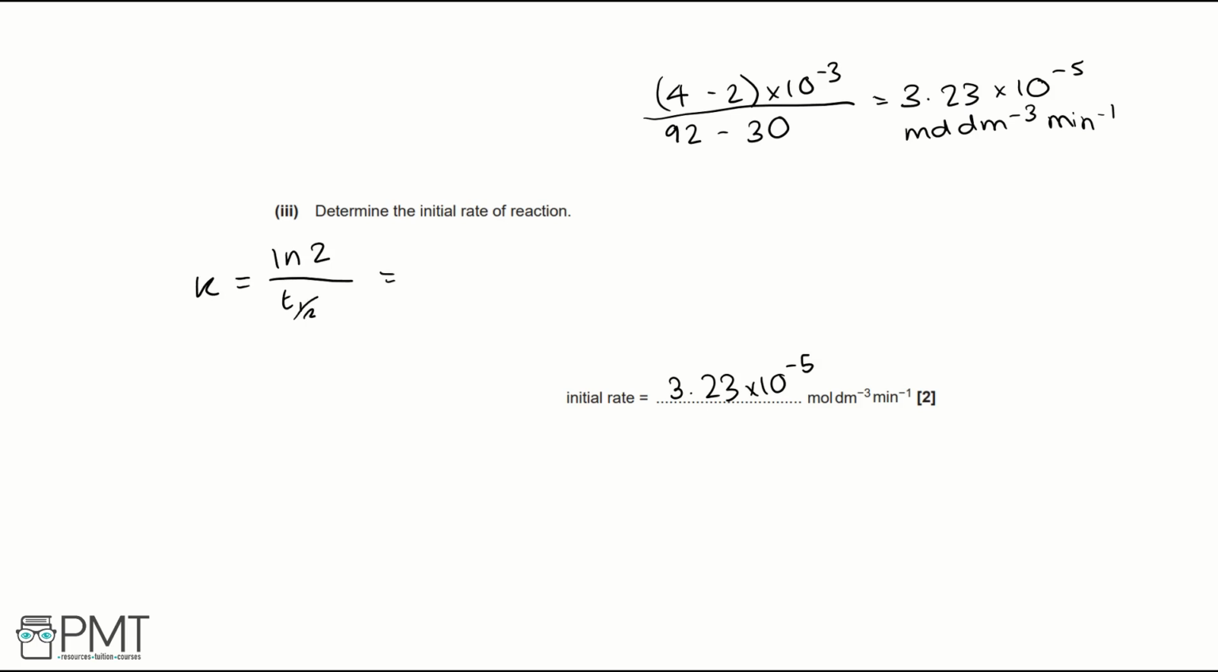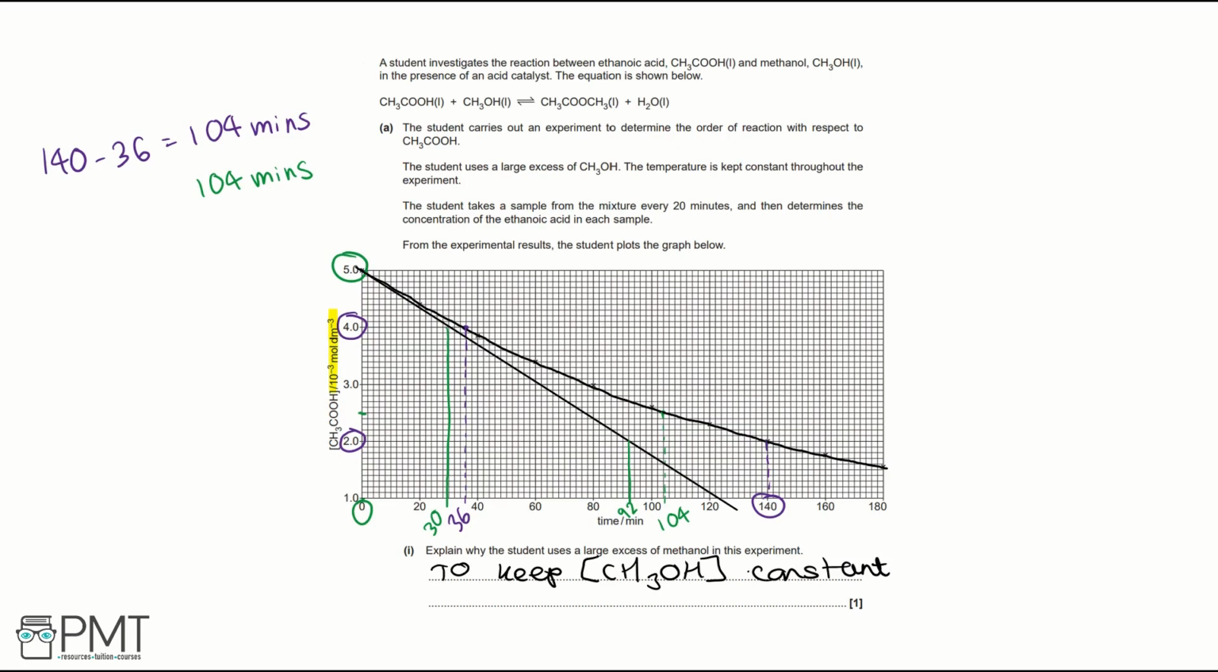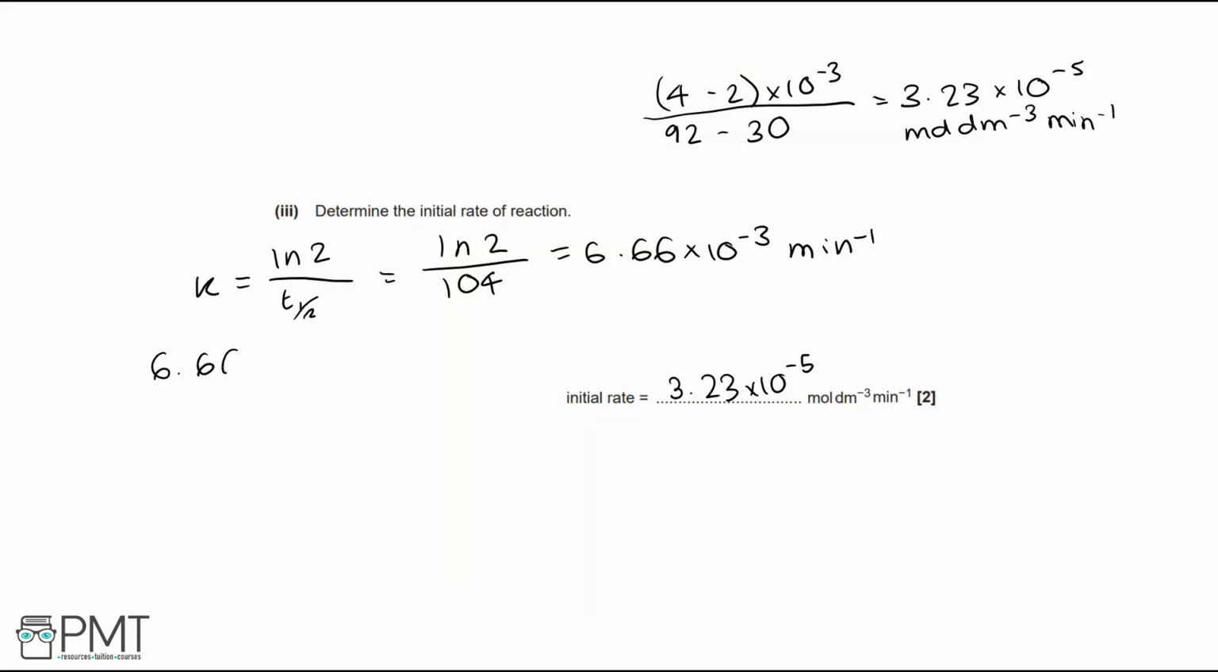So the half-life is 104 minutes, which we've worked out. So that's ln2 divided by 104, which equals 6.66 times 10 to the negative 3 minutes to the minus 1. Then we multiply by the initial concentration. So looking at the graph, that's going to be 5 times 10 to the negative 3. So if we do 6.66 times 10 to the negative 3 multiplied by 5 times 10 to the negative 3, we get 3.33 times 10 to the negative 5 moles per decimeter cubed per minute.